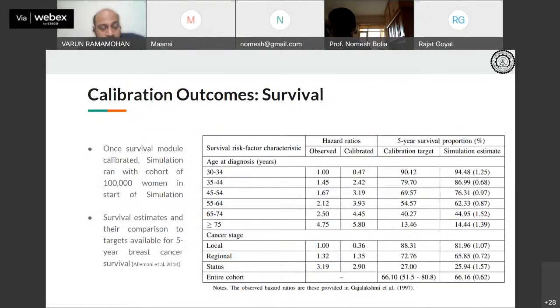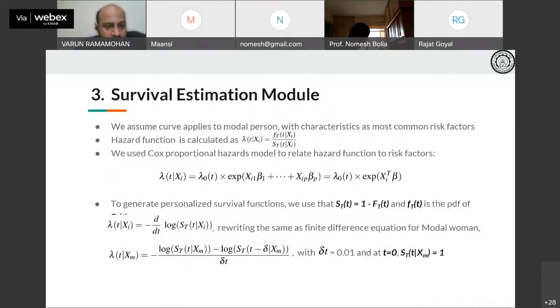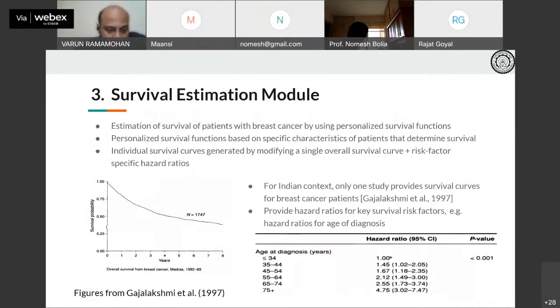Similarly, we also had to calibrate the survival outcomes from the model. One issue we had was that the data we used for survival is pretty outdated. You can see that it's between 1982 to 99, right? These figures are from this paper from Gajalakshmi and colleagues published in 1997. Now, obviously, the treatment of cancer has improved significantly and survival has also improved significantly since then, right? Earlier in India, for example, around this time, the median 5-year survival for breast cancer was around 47.5%, right?